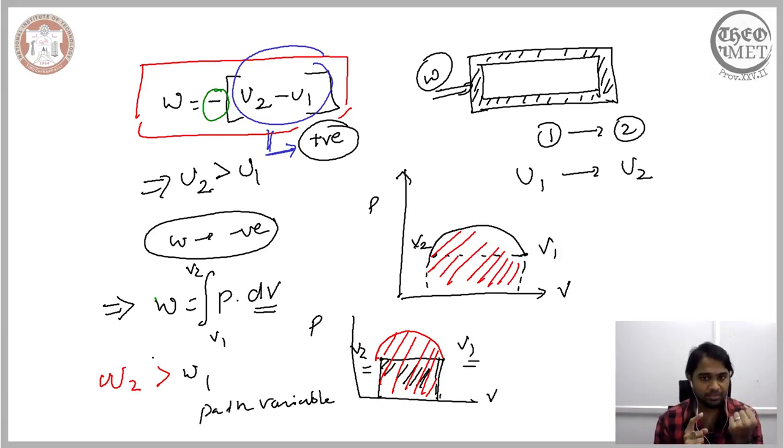On the other hand, for a path variable, in order to describe the work done by the system or on the system, you need to know the initial state, the final state and the path it has taken. As the name signifies, another characteristic feature of the path variable is that the amount of it involved during a change in the state of a system depends on the path taken. So as shown in this example, when you have a straightforward change in volume from volume 1 to volume 2, the amount of work done is much less than when you take the red path, wherein you take a detour and reach volume 2.